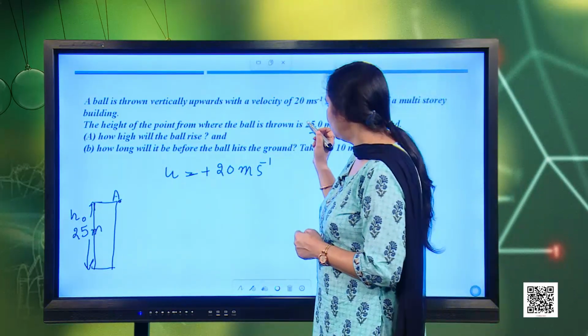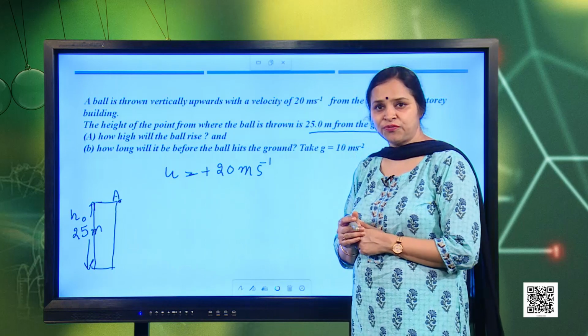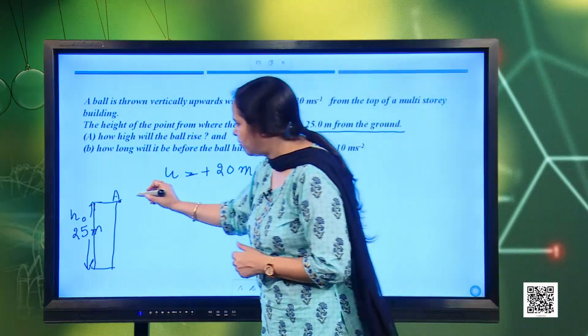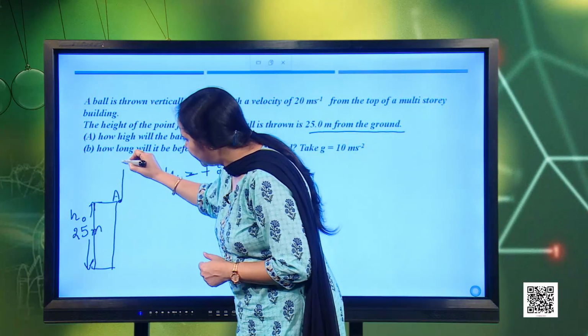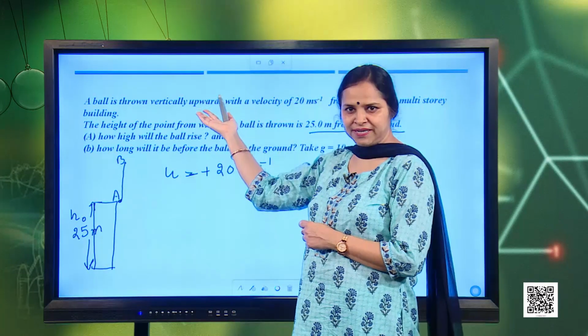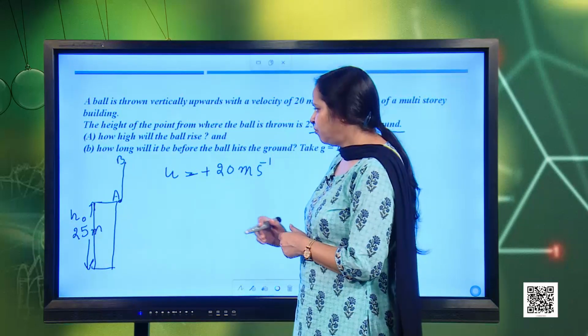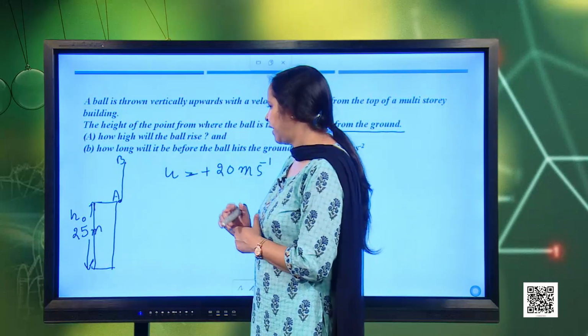Now, what is the other information? We need to find out how high the ball will rise. So we consider, suppose it reaches point B. This is the height above the multi-story building up to which the ball will rise. So we need to find out this much of height.